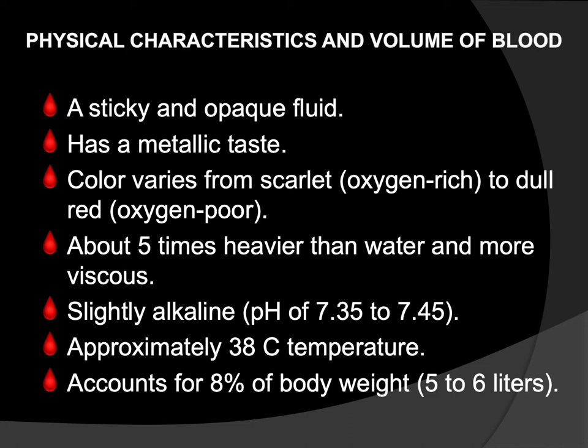It is also heavier than water, 5 times, and it is more viscous. It's slightly alkaline. Normal pH is 7.35 to 7.45. The blood is also warm, it's 38 degrees, and it accounts for 8% of total body weight, which is approximately 5 to 6 liters in an average size adult.